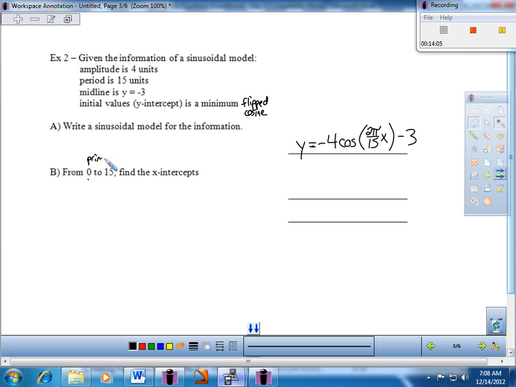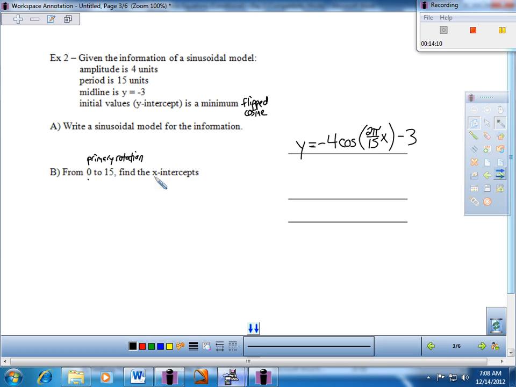But this would be our primary rotation around, starting at the y-intercept. And remember, the period is 15 units. And by the way, keep that in the back of your mind if you would. So the period's 15, not just 2 pi like what we've seen before. So from 0 to 15, find the x-intercepts. Okay, sounds good. I think we can pull this off.